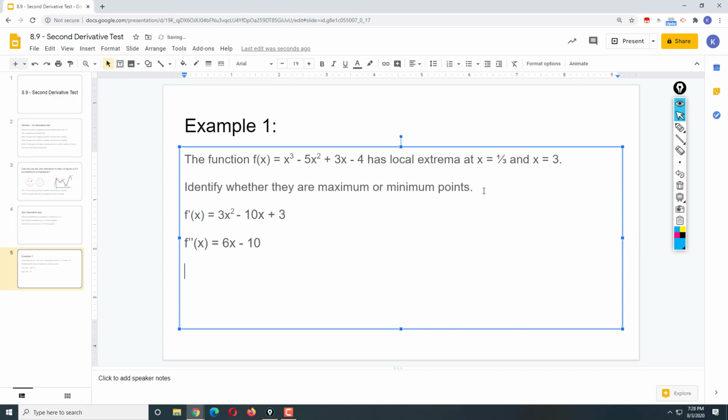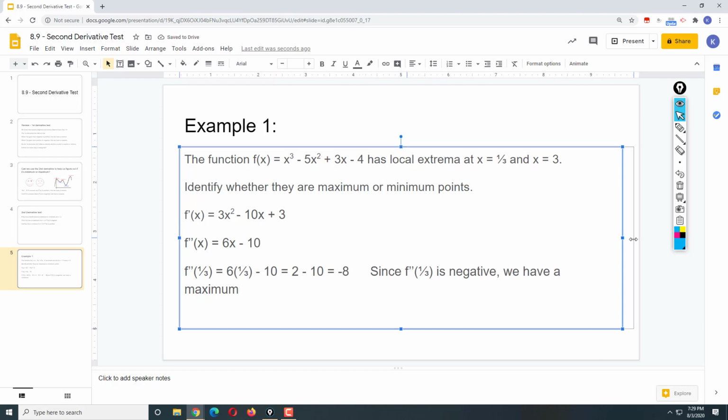Okay. So the second derivative at x equals 1/3 equals 6 times 1/3 minus 10, which is 2 minus 10, which is negative 8. Since this is negative, we have a maximum at this point. Okay? Again, second derivative is negative, we have a maximum.